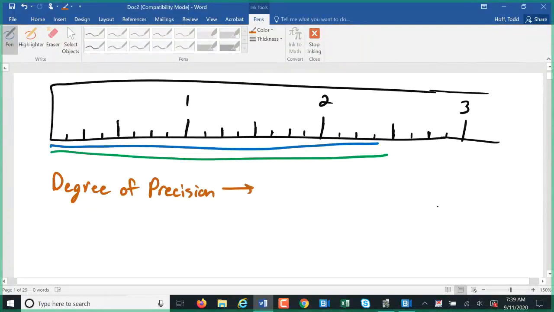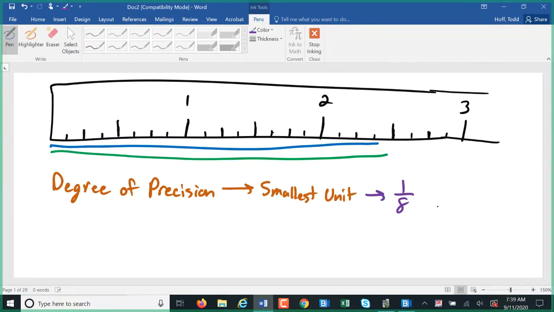In a measuring device, the degree of precision is the smallest unit. So for this measuring device, that smallest unit is 1/8 of a unit. Now, it could be 1/8 of an inch, 1/8 of a whatever unit we're using. The technical definition of precision is the ability to distinguish between similar objects.